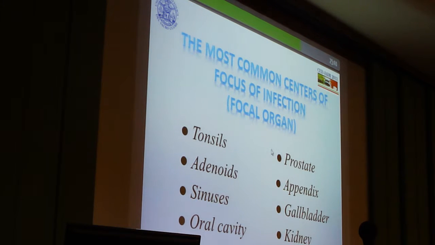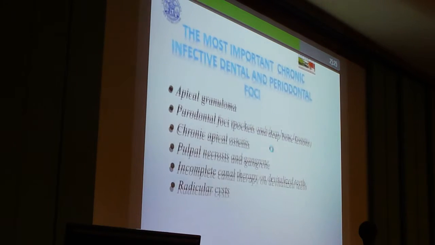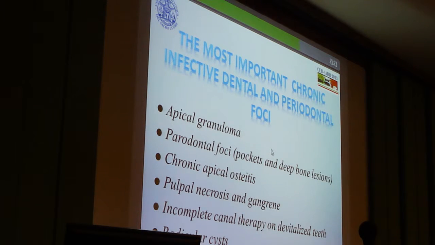The most common centers of focus of infection, called focal organs, are tonsils, adenoids, sinuses, oral cavity, prostate, appendix, gallbladder, and kidney. The most important chronic infected dental and periodontal foci are apical granuloma, periodontal foci such as pockets and deep bone lesions, chronic apical osteitis, pulpal necrosis and gangrene, incomplete canal therapy on devitalized teeth, and radicular cyst.